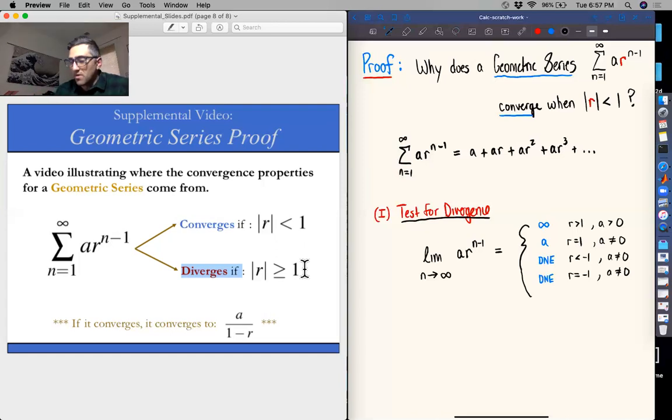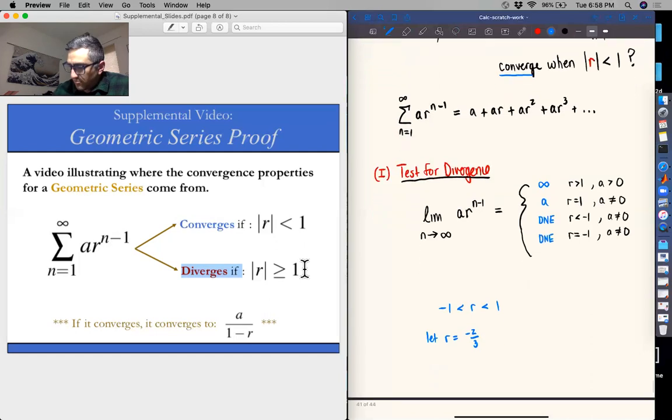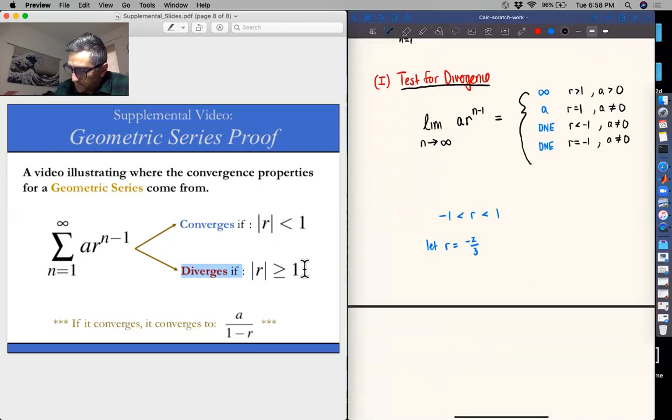If r is any number between minus one and one, this limit is actually going to equal zero. So for example, if we pick something like r equals minus 2/3, and throw this into the limit and test this value, so we have the limit as n goes to infinity of a times minus 2/3 raised to the n minus one. Well, what we're going to see is there's going to be oscillations going positive, negative, but that denominator is going to grow a lot faster than that numerator. So this limit's actually going to come out to zero.